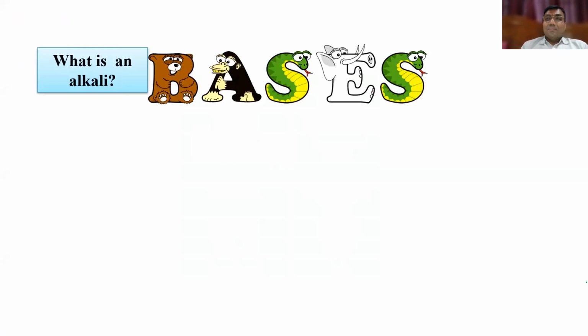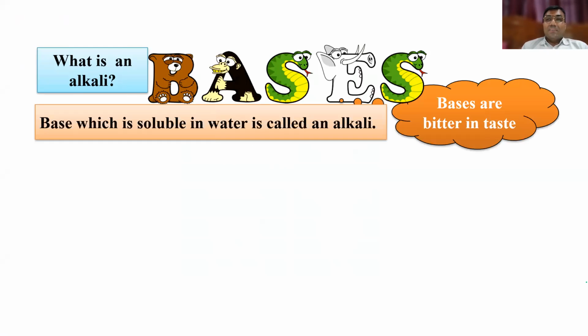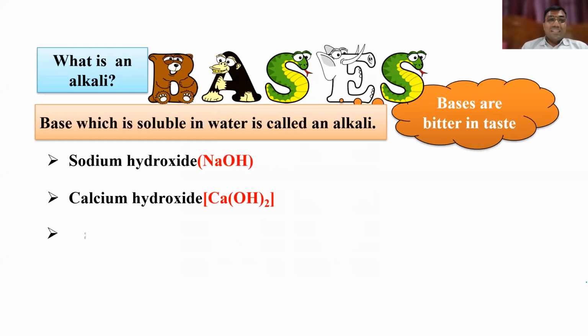It is also called alkali, right? When the base is soluble in water, it is called alkali. Bases are bitter in taste. Sodium hydroxide is bitter. Any detergent, you can taste it, but don't taste it, okay? It's bitter actually. Calcium hydroxide. Magnesium hydroxide is an antacid. When you get acidity, what do you take? Magnesium hydroxide. That is called an antacid.